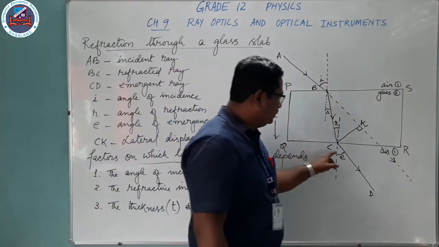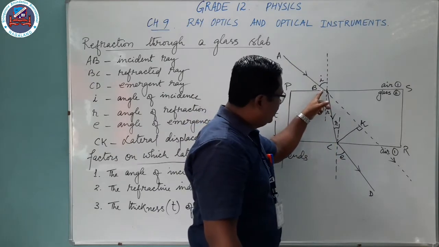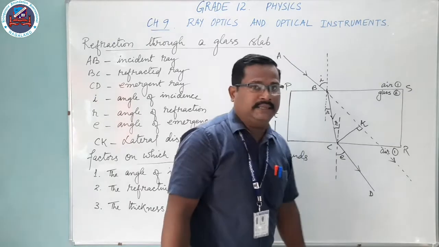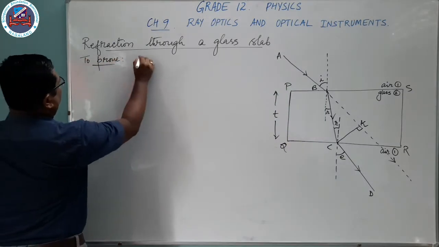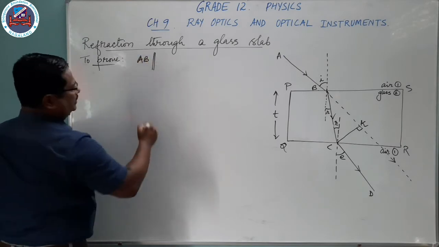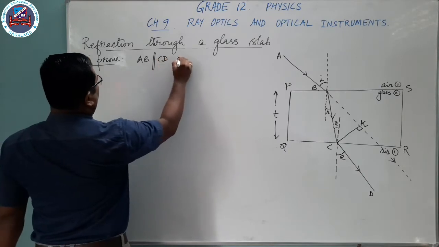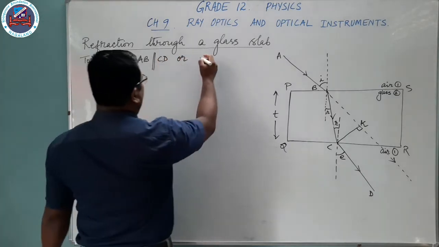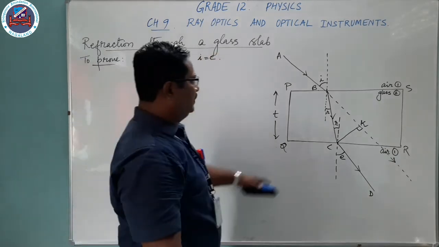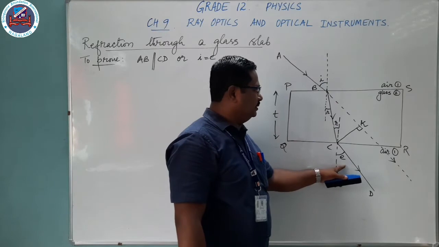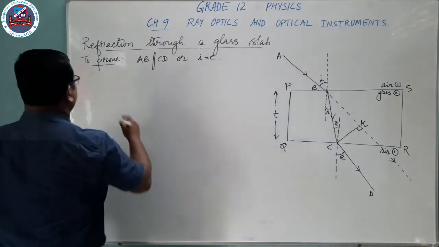You need to prove that the emergent ray and the incident ray are parallel to each other. Let us see. AB is parallel to, that is, incident ray is parallel to emergent ray, that is CD, or we can write angle I is equal to angle E. If the angle of incidence is equal to angle of emergence, then the two light rays are parallel. Let us check it.